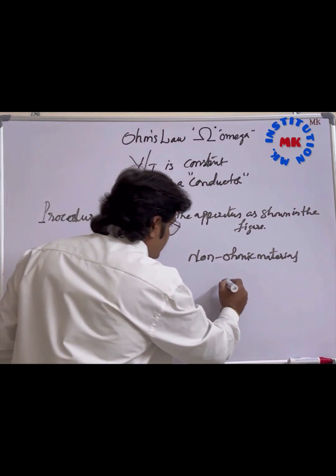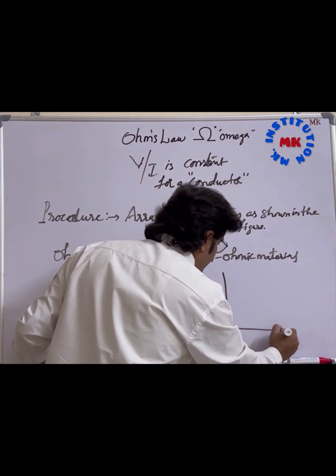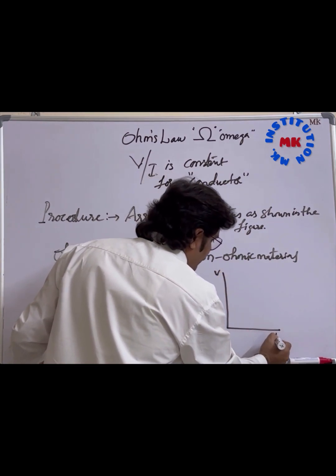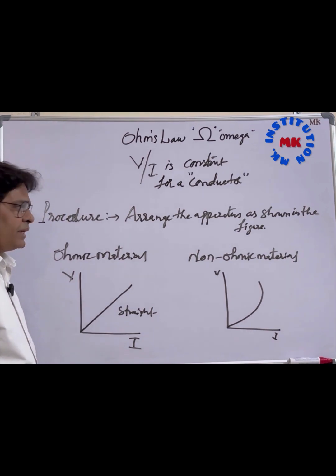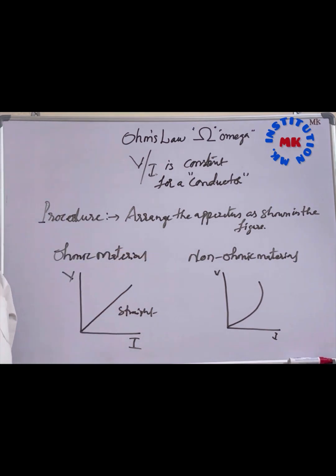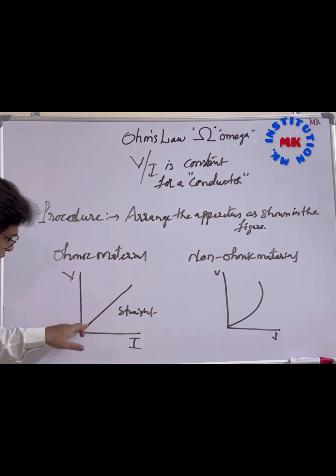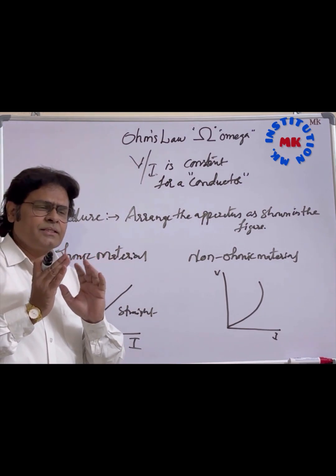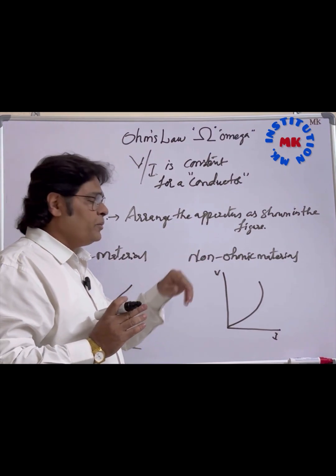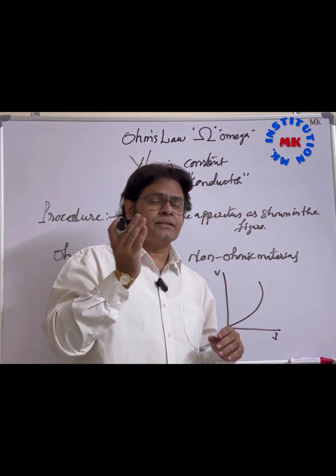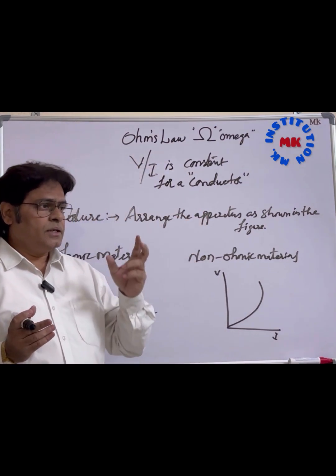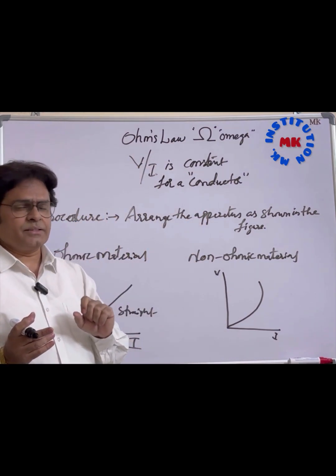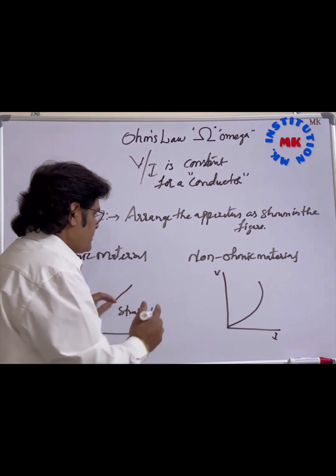But for the non-ohmic conductor, voltage and current will be in a curved line. Clear. All the ohmic conductors show a straight line in the graph, and ohmic conductors are all the metals. Non-ohmic conductors, what are they? Semiconductors and gaseous conductors. In the next topic, we will study what semiconductors and gaseous conductors are. But these are the graphs. Graphs will come for 4 marks.